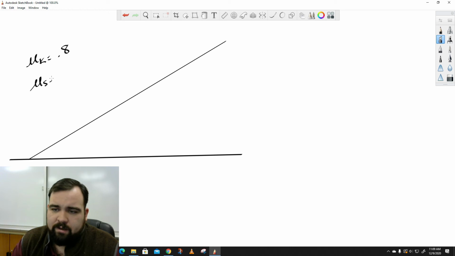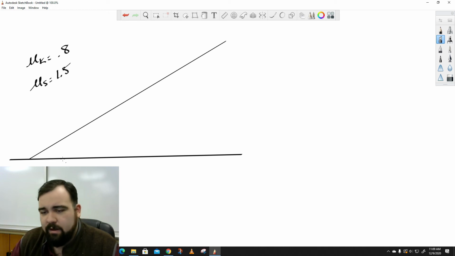Or mu static of 1.5. You're asked what is the maximum angle that this person can walk up, basically in terms of a slope.